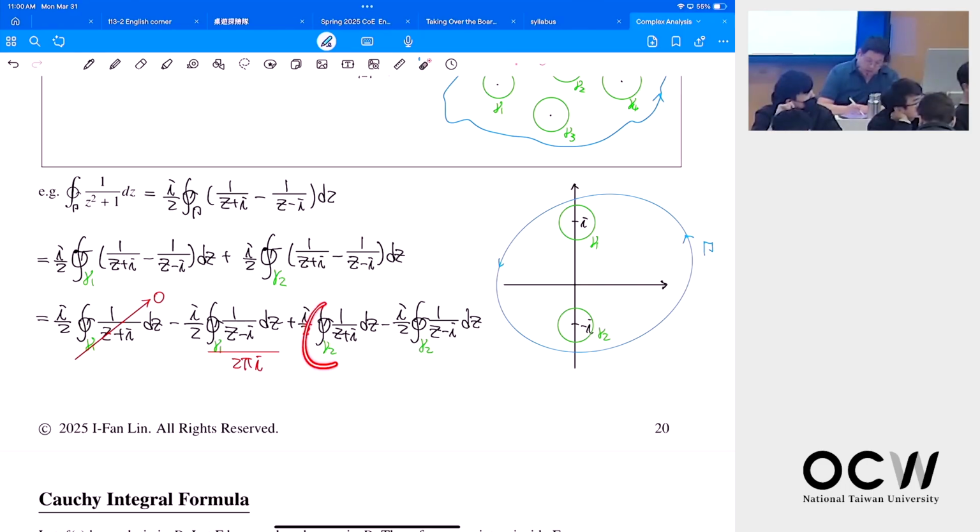How about the next part, the third part, for gamma 2, and the function is 1 over z plus i. Is it 0 or 2 pi i? Raise your hand for 0. 2 pi i. Last part: 0, raise your hand. 2 pi i. Yeah, so this goes to 0.